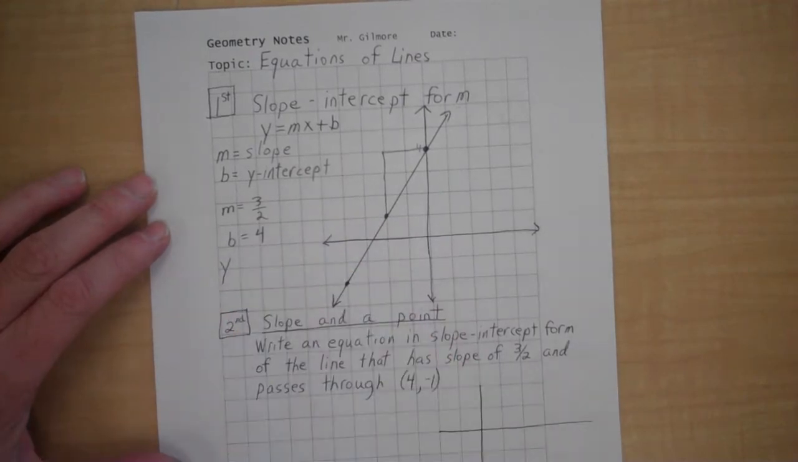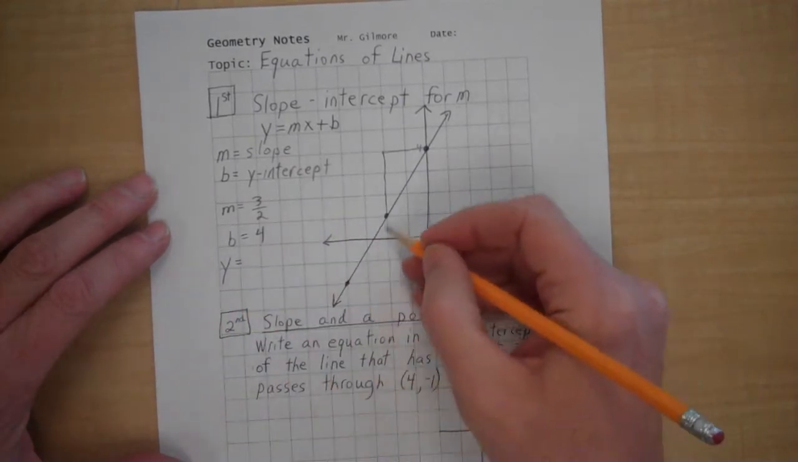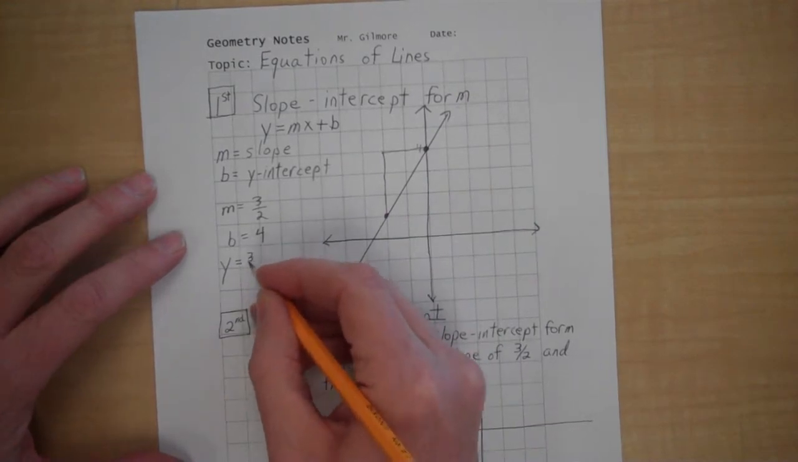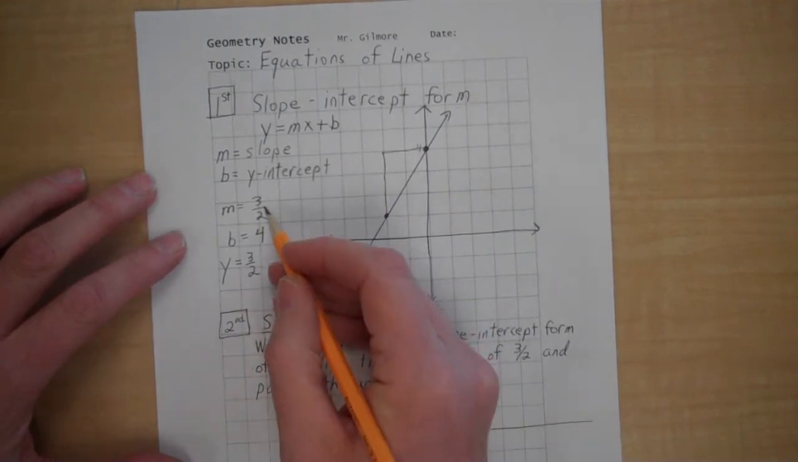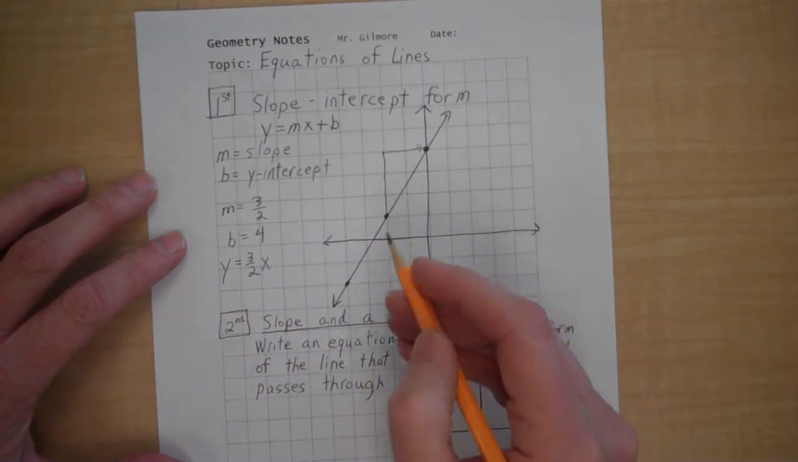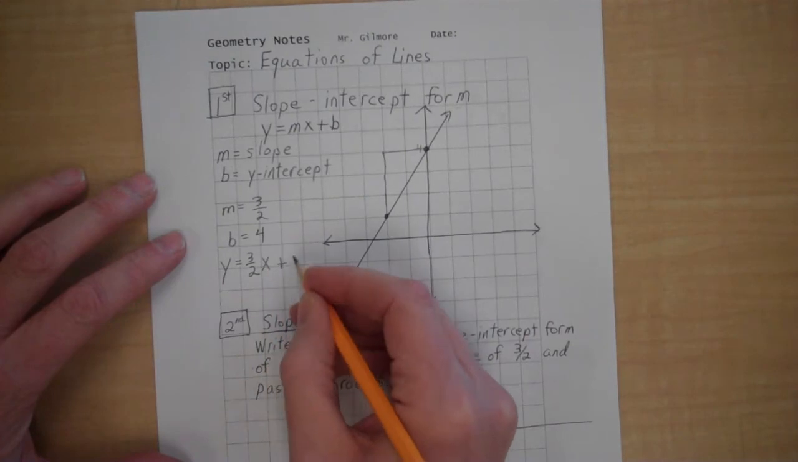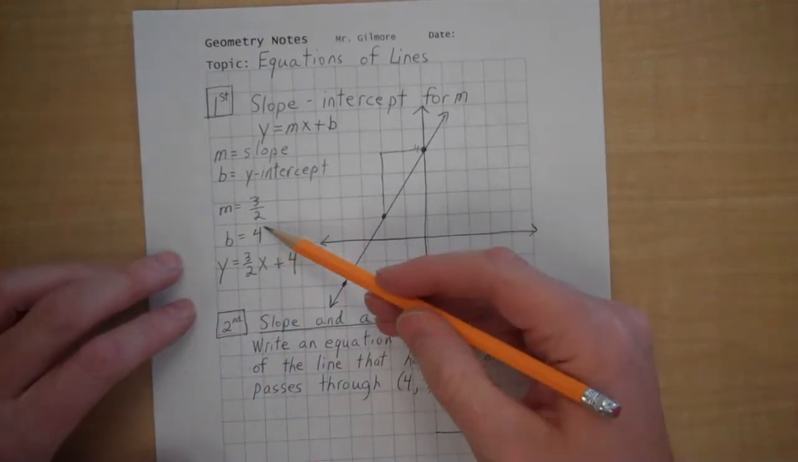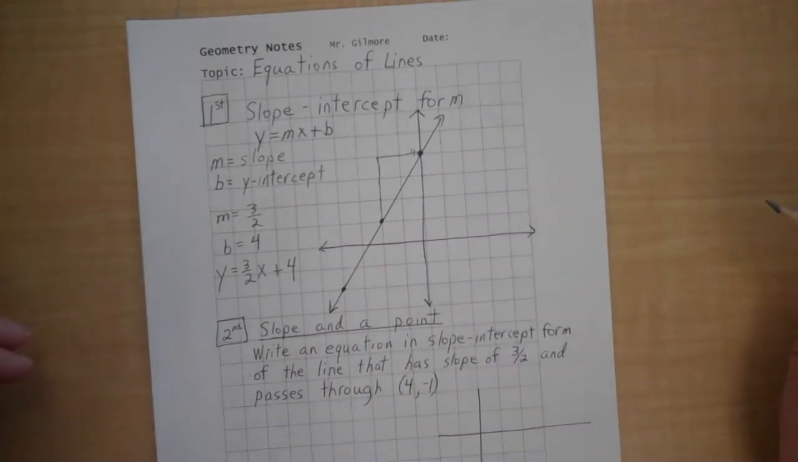You put y for all the y coordinates of the points that follow on that line. For the value of m, you put 3 over 2, x for all the x coordinates of those points, plus the y-intercept, b, which you want the value of 4 to be put in there.